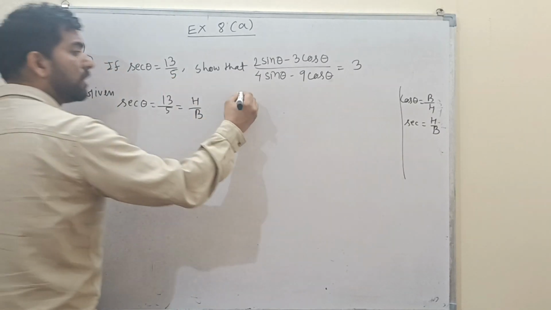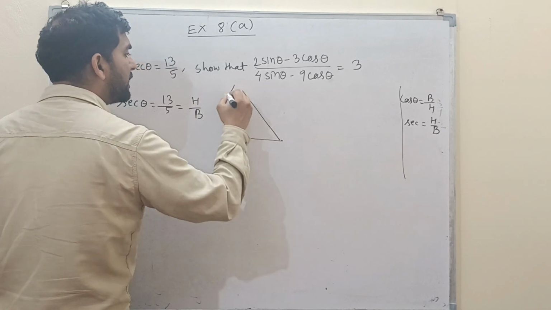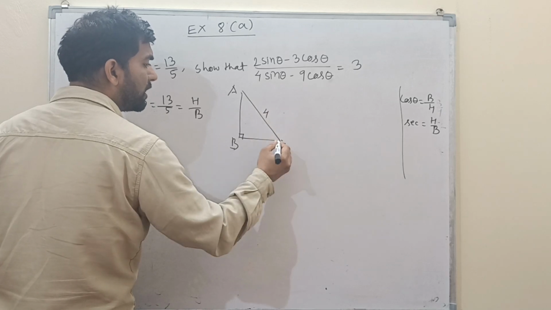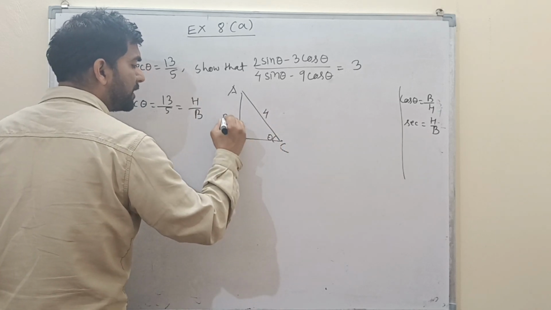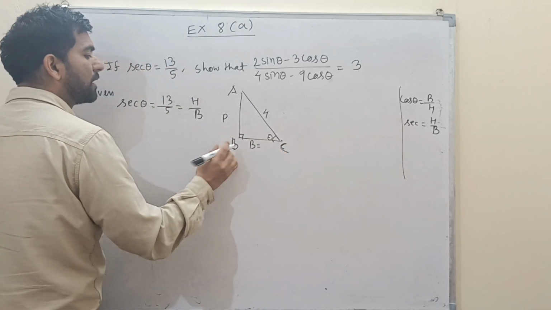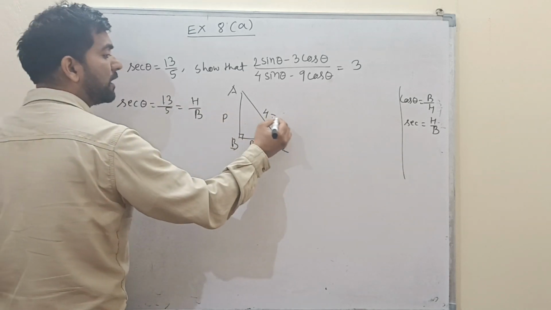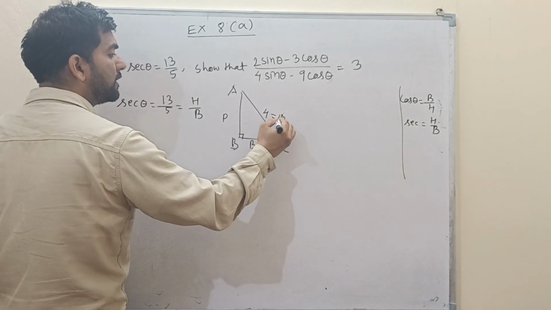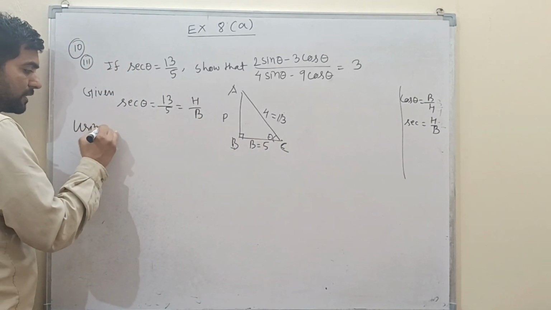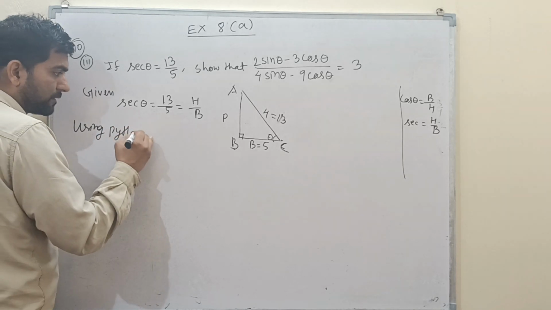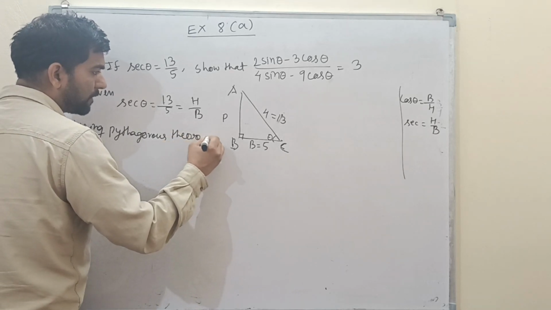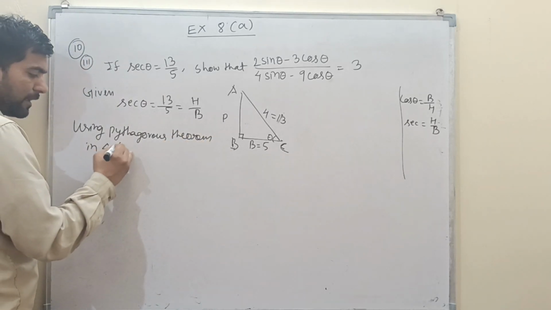Then again we'll draw the right angle triangle, A, B, C. Opposite to 90 is hypotenuse. Opposite to theta is perpendicular, and the remaining side will be base. So hypotenuse we have 13, base is 5. Same thing, using Pythagoras theorem in triangle ABC.